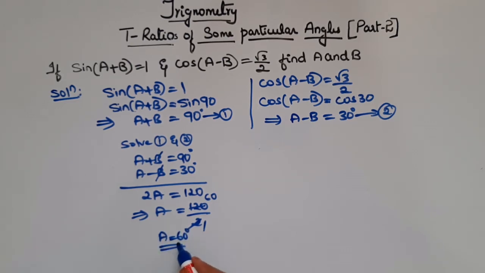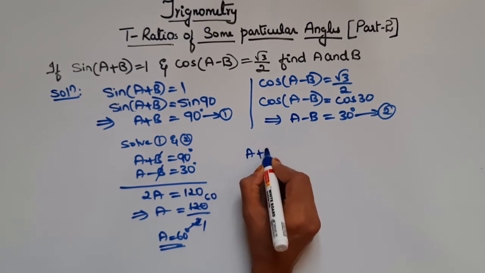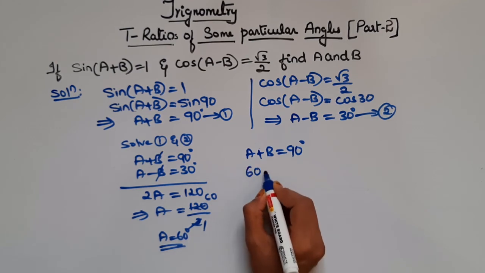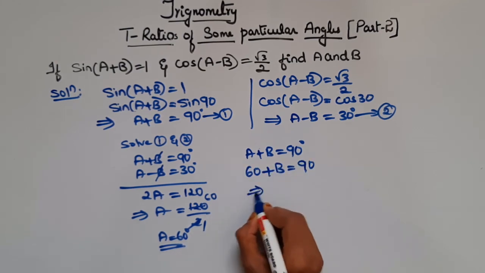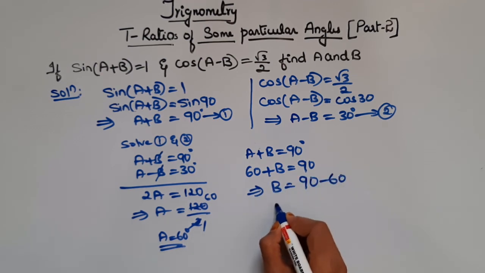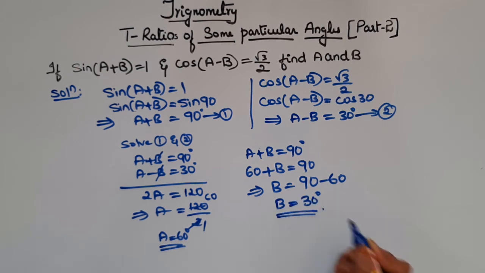Now let's substitute the value of a in equation 1. We have a plus b is equal to 90 degree, right? We got a as 60 degree plus b, which is equal to 90, which implies b is equal to 90 minus 60. So your b is 30 degree, right? So we got a is 60 and b is 30.